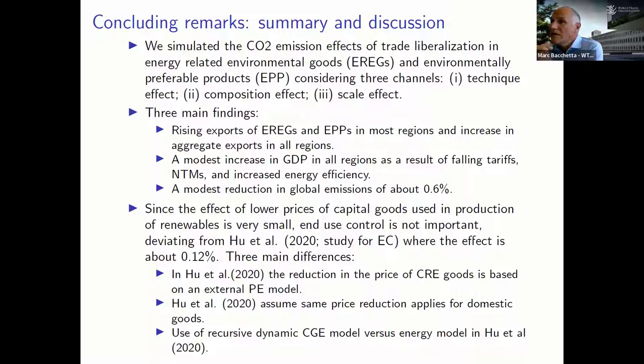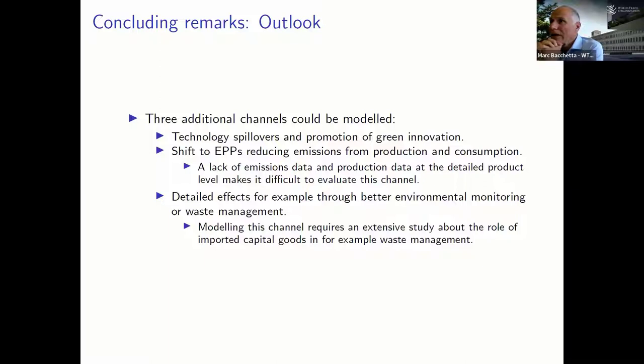Since the effect of lower prices of capital goods used in production of renewables is relatively small, end-use control is not important in our results, which is different from what WHO and colleagues actually find. They found a bit of a stronger impact, and this may be related to a number of differences that are listed here. Three additional channels could be modeled. One of the channels has been explored in one of the papers that have already been presented. It's the first one, the technology spillovers and promotion of green innovation, which unfortunately has turned out to be relatively disappointing.